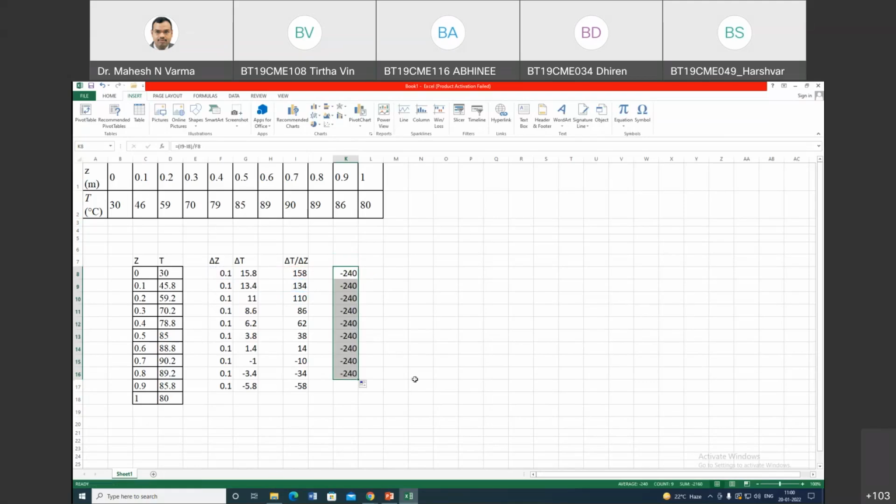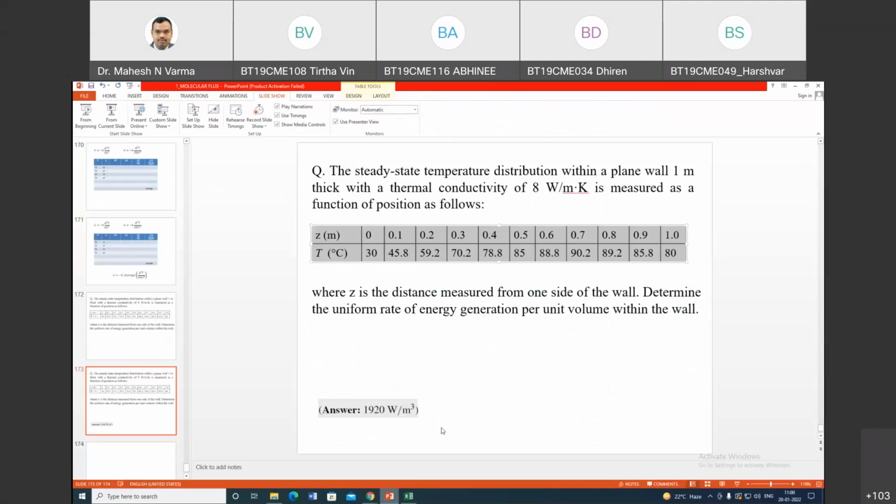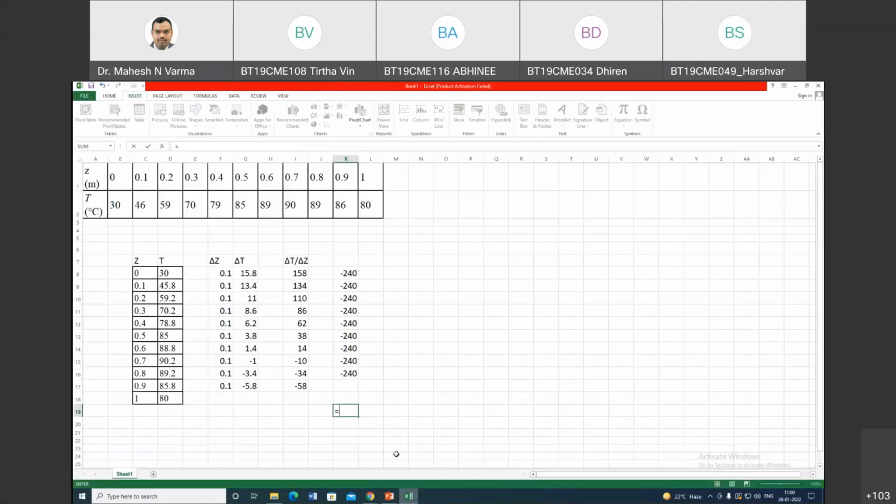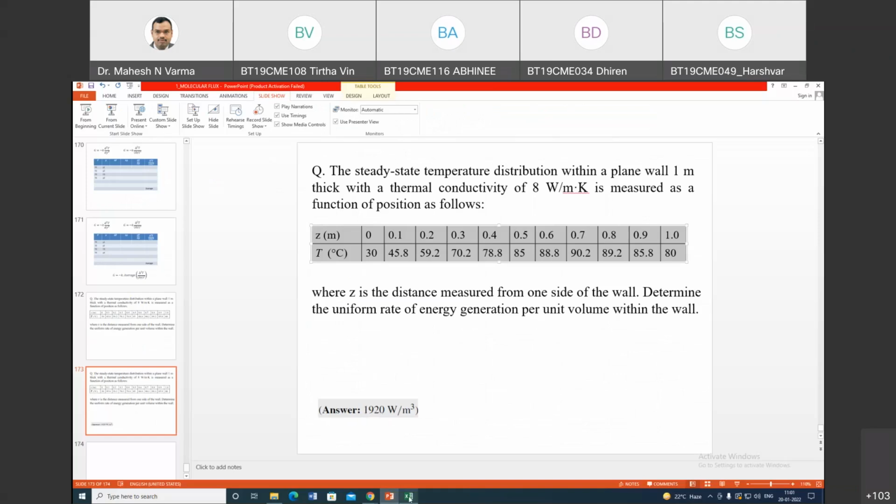Everybody is getting this? You should get this multiplied by 8. What is the value here? Thermal conductivity is 8. So the average value is 240, so 8 multiplied by 240 is 1920 watt per meter cube actually. This is what the answer is. 1920 watt per meter cube.